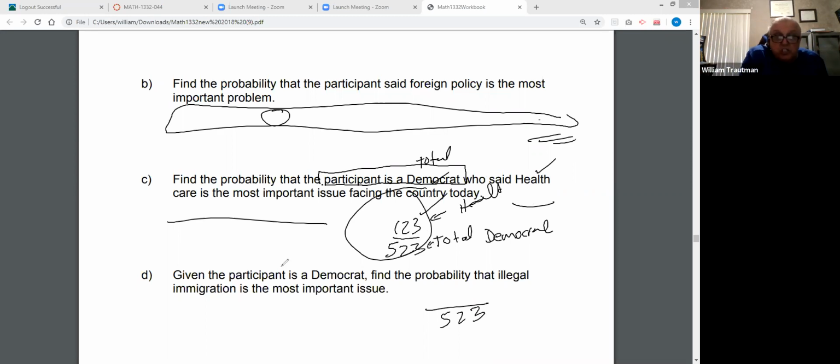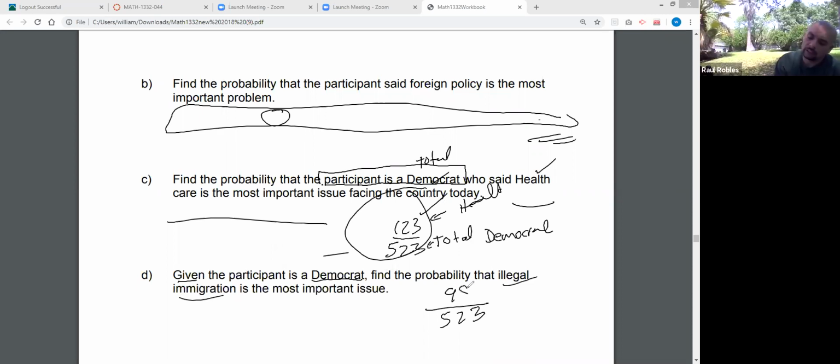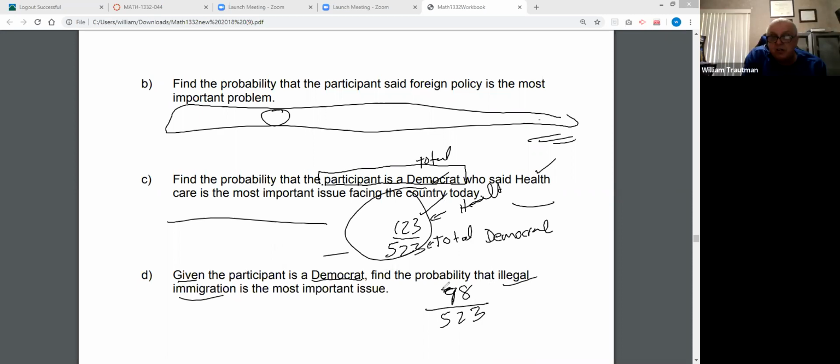Same with the next question. Given that we're only looking at the Democrats, even though it doesn't say that, that's what it means. Given the participant is a Democrat. So in this probability, we're only looking at the Democrats. And how many of the Democrats thought illegal immigration was the most important issue? 78. Okay, 78. So that's the answer.